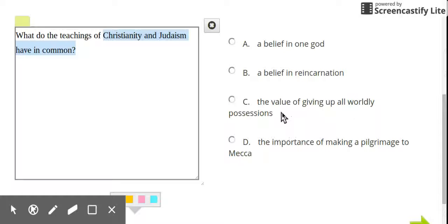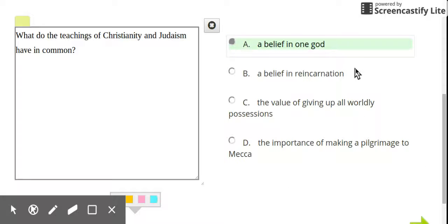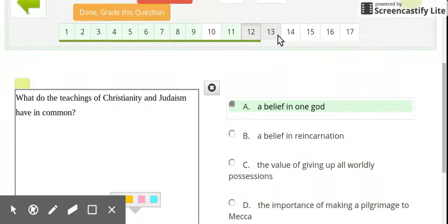The value of giving up all worldly possessions. Sounds nice, but probably is not the correct or the only way that you could be a Christian or a Jew is to give up everything. Importance of making a pilgrimage to Mecca. Mecca is Islam, so that has nothing to do with this. So the best answer here, the only one that really fits, is a belief in one God. They're both monotheistic.